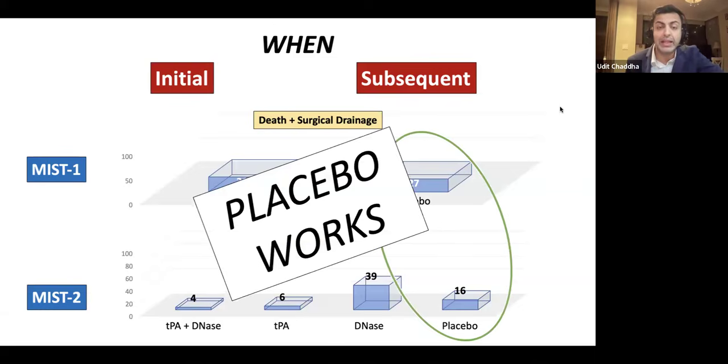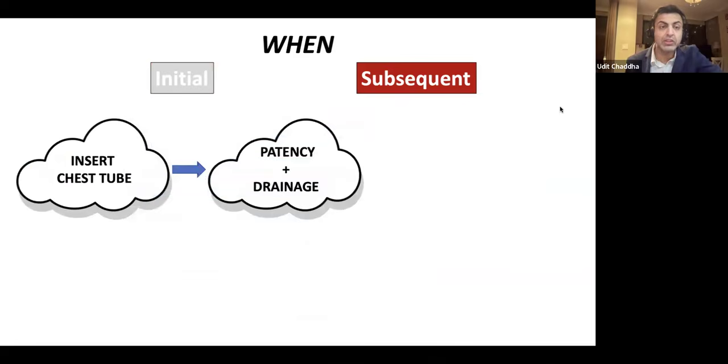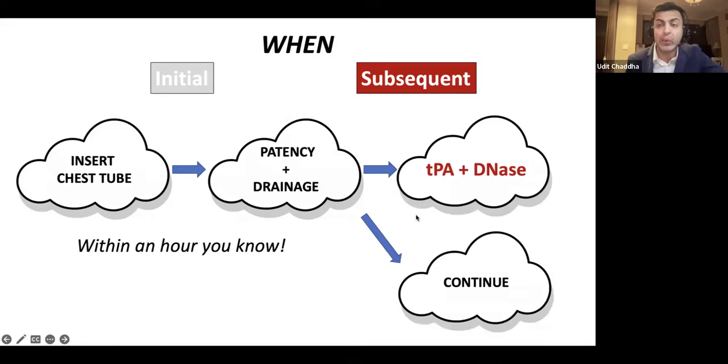Now, one thing I want to highlight from MIST 1 and MIST 2 is that placebo works. So when you do insert a chest tube, the thing I recommend doing is assessing whether the chest tube works or not. Once you insert a chest tube, you assess for the patency of the tube and you see whether it's draining or not. And within an hour or sometimes minutes of inserting a tube and flushing it, you know whether the fluid is going to be drained or not.